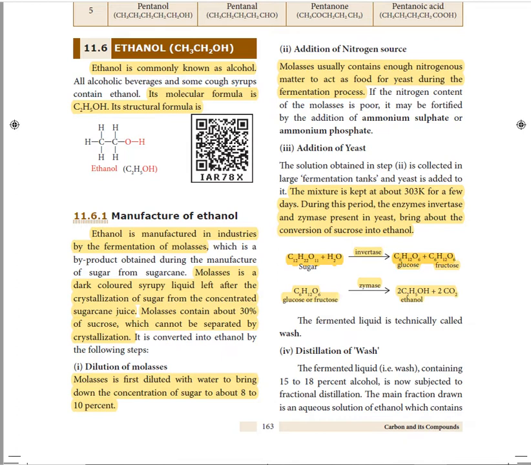The fermented liquid obtained so far is technically called wash. The liquid we obtain in the third step is called wash. The last step is the distillation of wash. The fermented liquid, that is wash, contains 15 to 18% of alcohol. It is now subjected to fractional distillation.